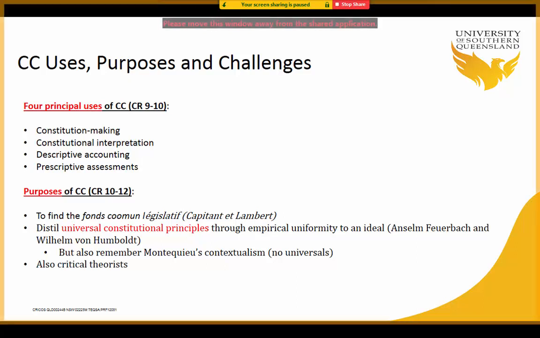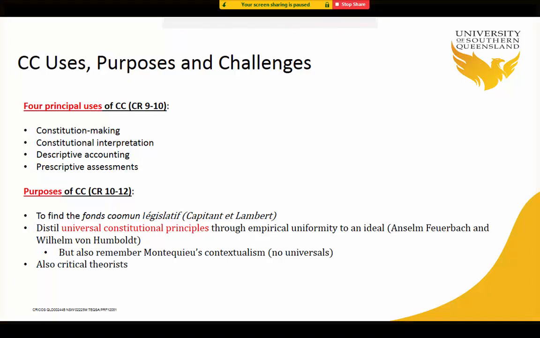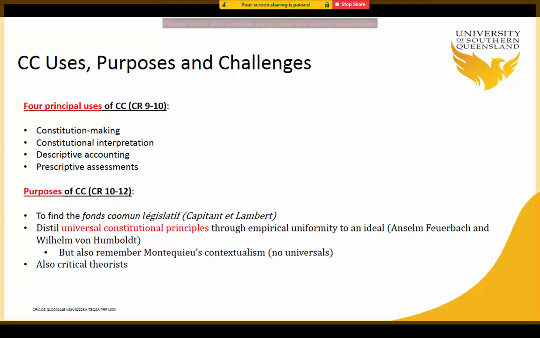So the first one is to find the fond commun législatif. Okay? This is from Captain Lambert, and basically that means that you are looking for basic or first principles. So think of something like what you learned about in torts. This is really doctrinal. We're talking about really crossbreeding between comparison and doctrinal analysis.